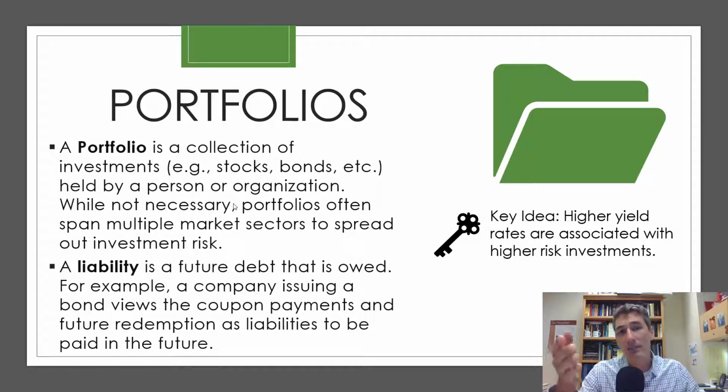And you could even have in a portfolio things that you own, but also things that you owe. So for example, a liability would be a future debt that's owed. So if you're a company, and you've sold some bonds, well, you've got coupon payments to come up with. So that's liabilities that you have to pay in the future. Now, if you're an investor and you own that bond, then you view that as a positive, ownership or whatever.